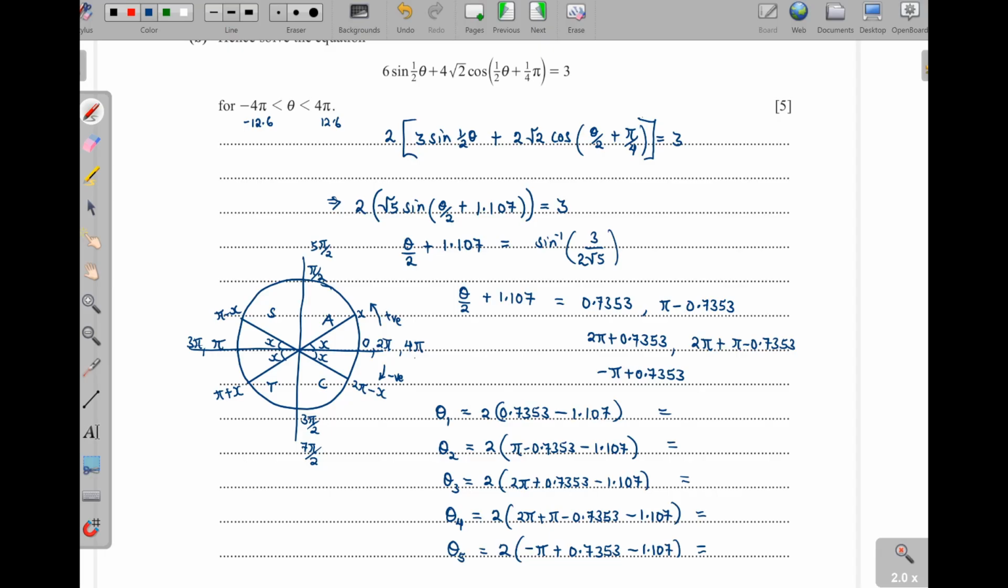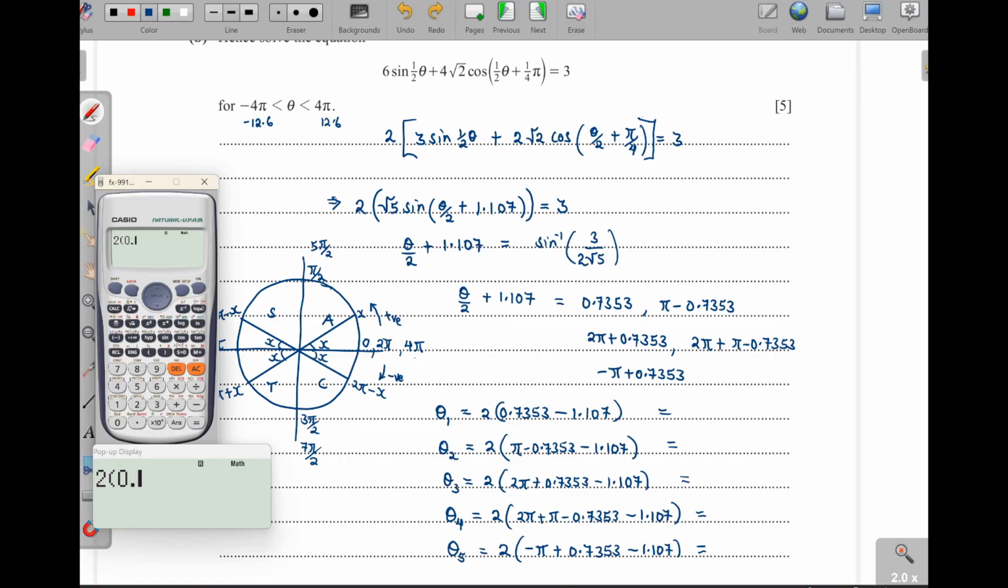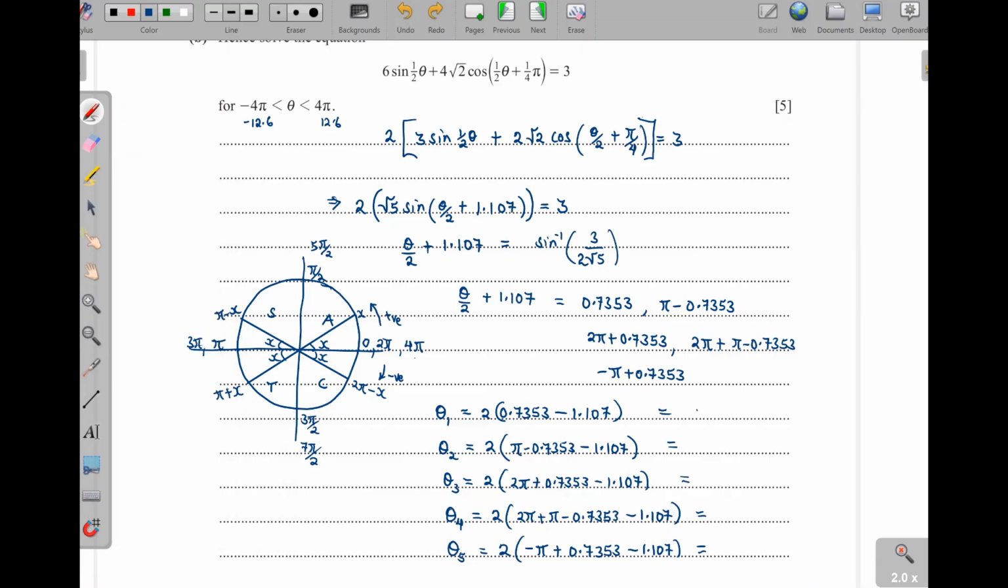Now of course here I took this one here, but you can also go again like this, then you come up to the first quadrant, so that one will also be a negative angle. But let me first stop there and then we see 2 into 0.7353, then minus 1.107. This one is giving us negative 0.743. I'll write to 3 significant figures. So this one here is within this range, so that one is okay.